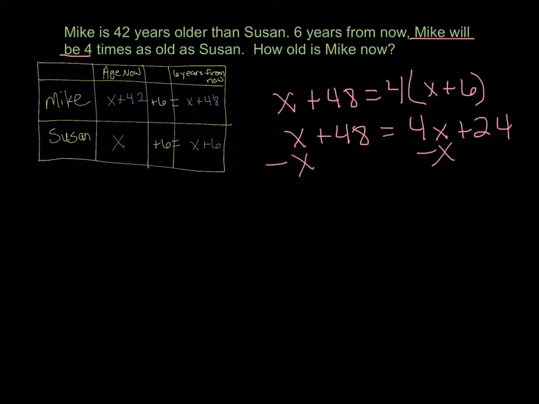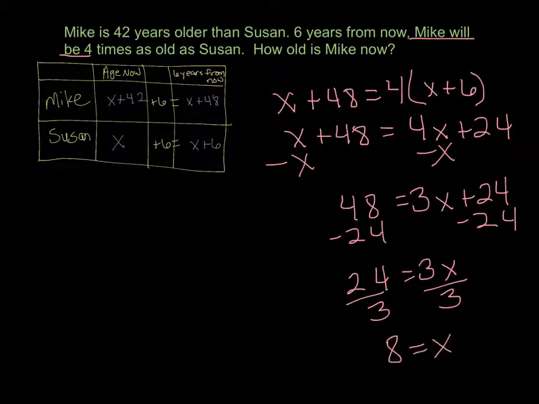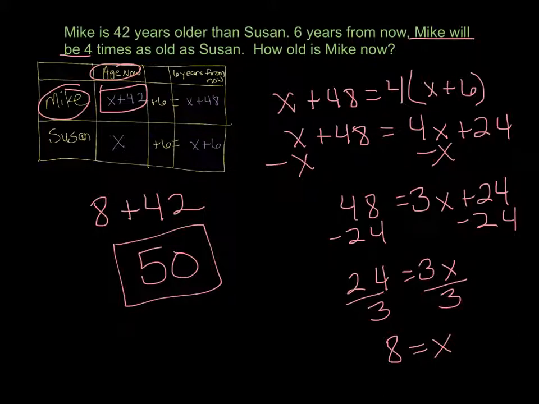Subtract x. So 48 equals 3x plus 24. Subtract 24. 24 equals 3x. Divide by 3. 8 equals x. Okay, now the question is how old is Mike? So we need Mike's age now, which is x plus 42. So we take our x, which is 8, plus 42, and we get 50. So that would be Mike's age now.